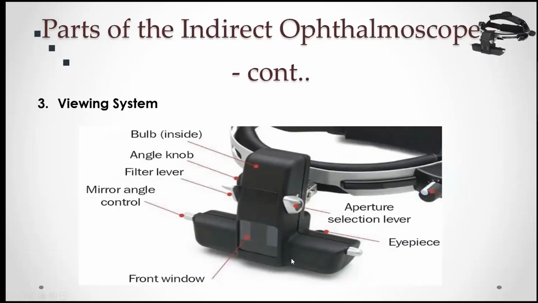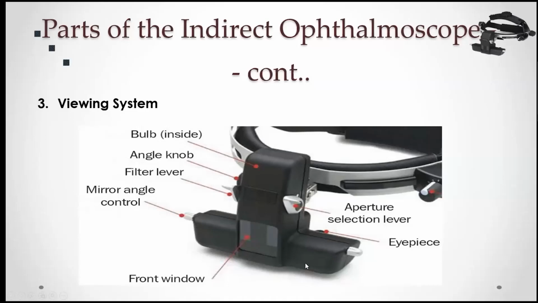In the viewing system, at the back side, you can find the bulb, which is inside. Here is the angle knob, which controls the angle of the whole viewing and illumination system. Here is a filter lever and an aperture lever to change the filter and aperture. And here is a mirror angle control, which helps to change the angle of the mirror. Usually it is at 45 degrees. To see the periphery, you can change the angle of this mirror too.